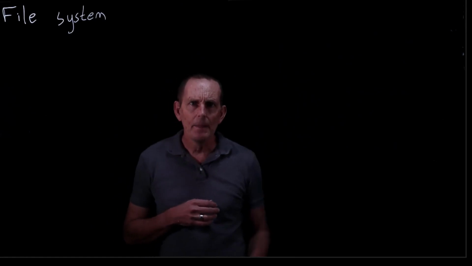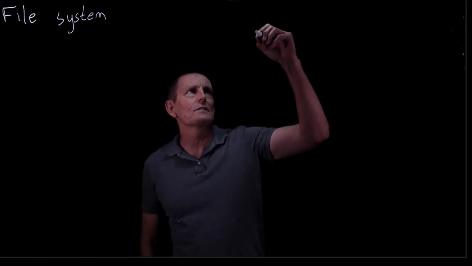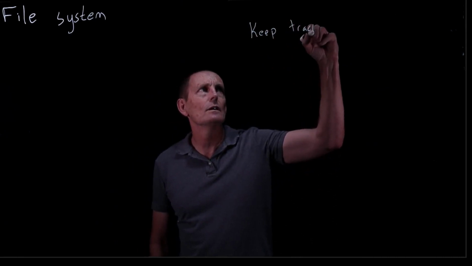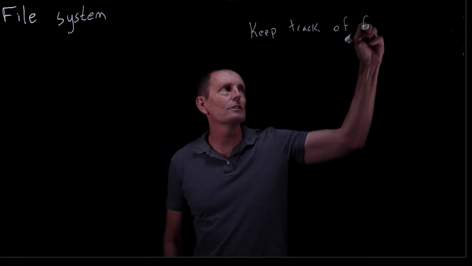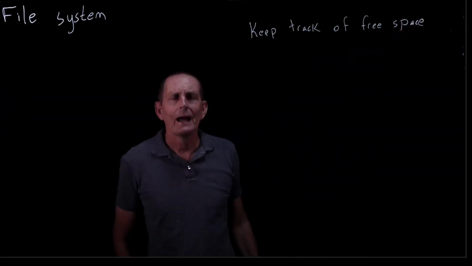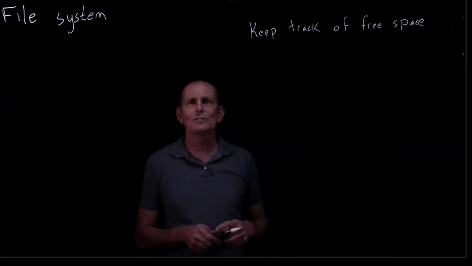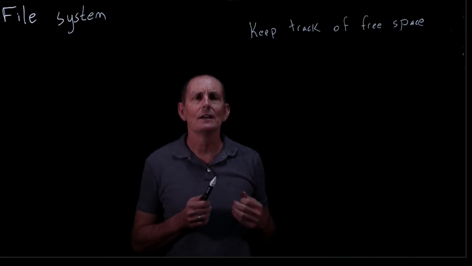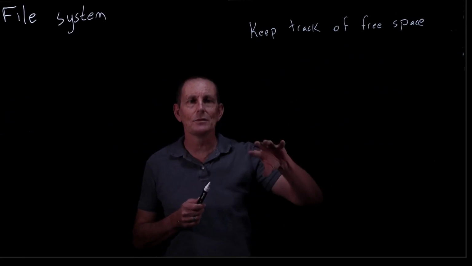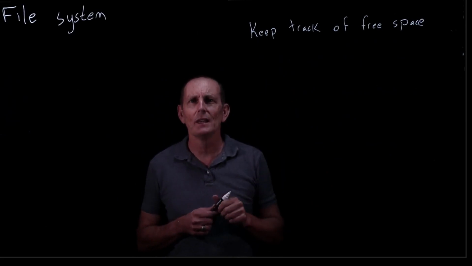One thing that the file system needs to do is keep track of free space. So how's it going to keep track of free space? There's really 2 basic approaches that can be done. One is to have a linked list. So have a linked list of a block that points to a block, that points to a block, that points to a block.